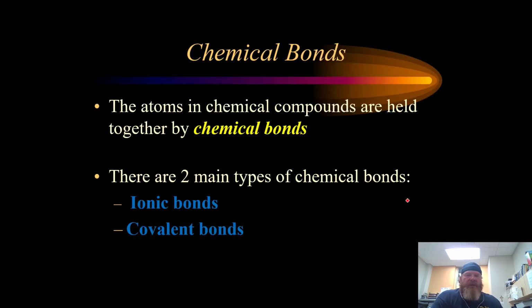All right, so chemical bonding. There are 2 main types of chemical bonding that we're going to talk about in this unit. We'll talk a little bit more about another one in the water unit. Okay, so we have ionic, which is made of ions.